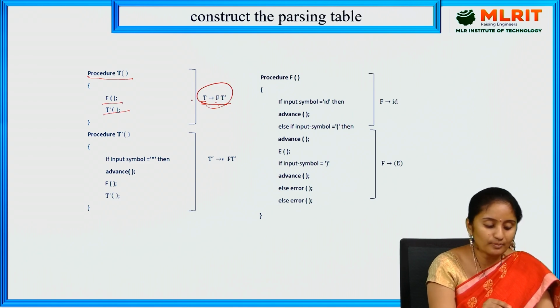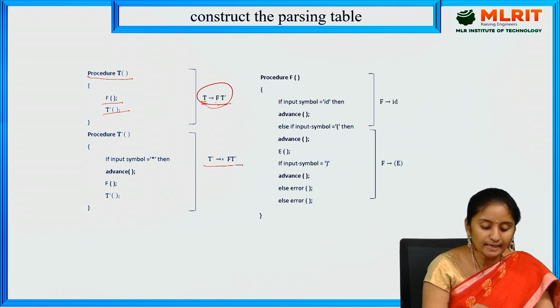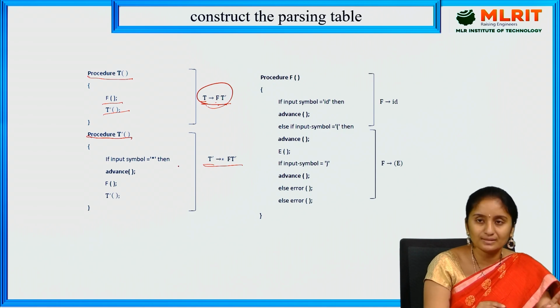This is a single procedure. It's completed. Next, T dash produces star F T dash. T dash is nothing but a procedure. Each production is going to have a single procedure. And if that production has multiple non-terminals, we are going to write all of those in a single procedure.